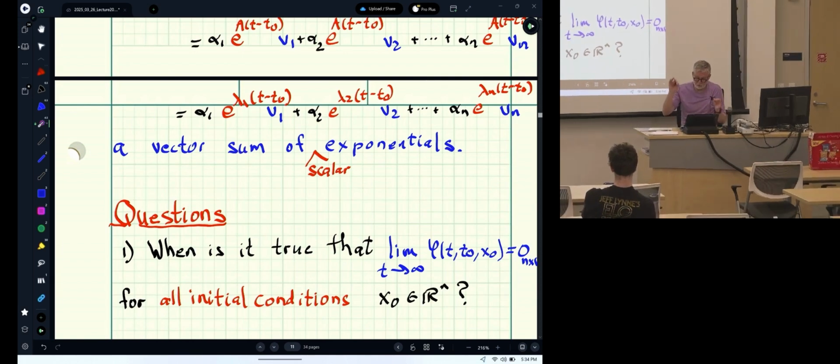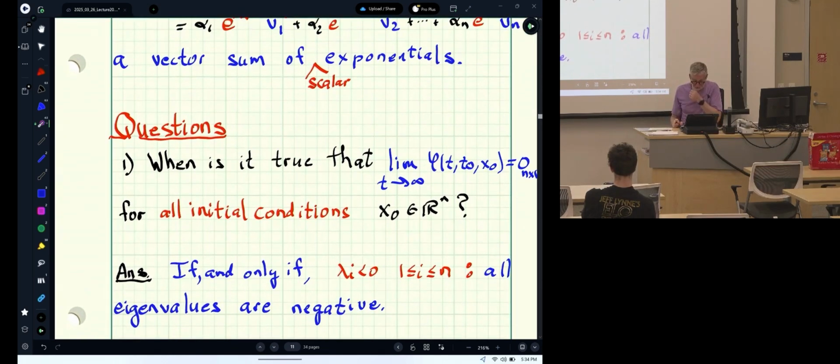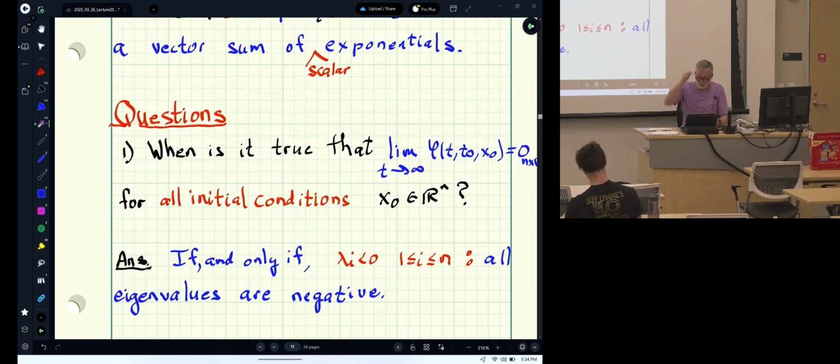So this is a very deep qualitative statement. All of the solutions of x dot equals Ax decay to the origin if and only if all of the eigenvalues are negative. Okay. That's a huge statement. It's a very powerful statement.